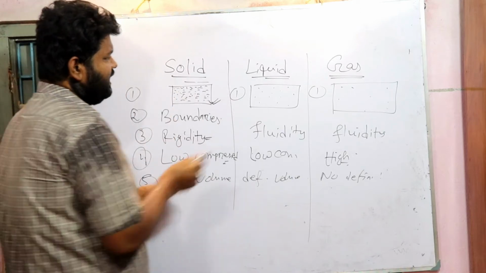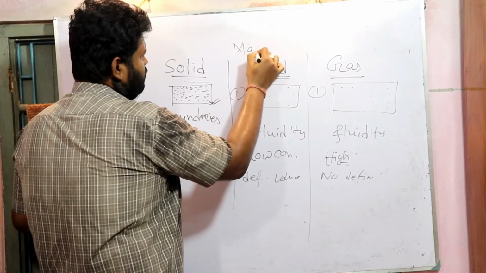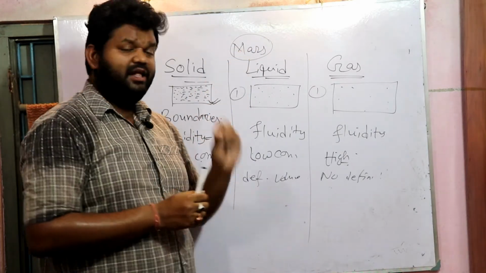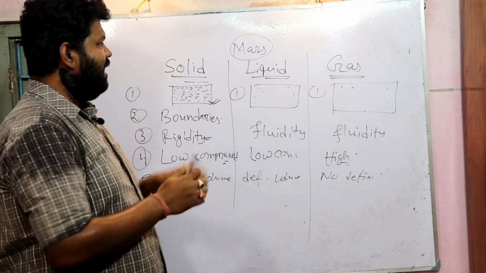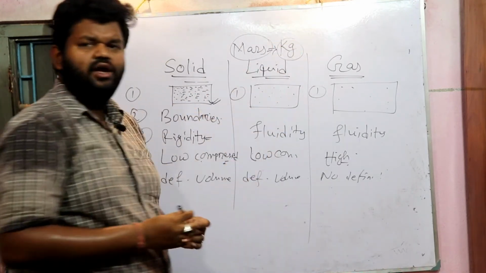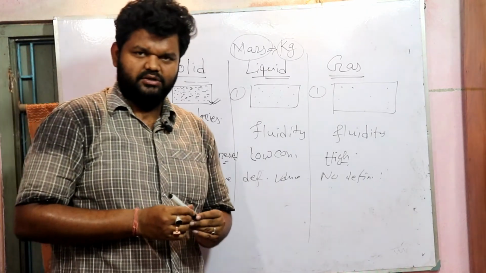And just remember one thing, I have told you that mass is constant everywhere, and definitely particles will have some mass. This mass is represented in kg unit. Kg, that means kilogram or gram unit, okay.